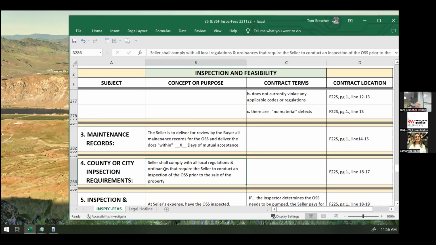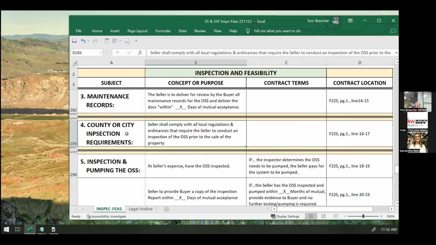And also that the seller shall comply with all local regulatory ordinances. Again, just like with water, there are some local codes in counties and municipalities that want to make sure that whoever's doing the OSS inspection is verifying that these have all been complied with.